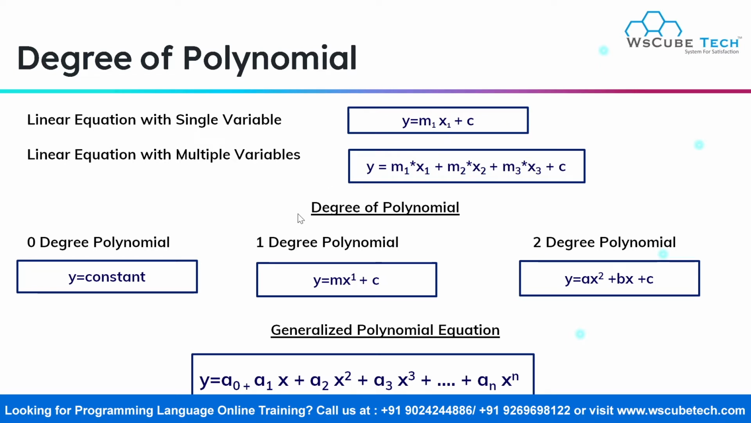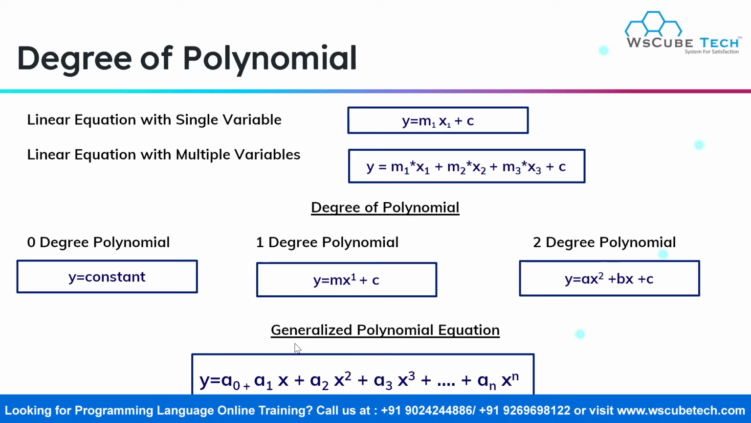Now talking about the degree of a polynomial, we have already seen the 1 degree polynomial. Talking about the 0 degree polynomial, when I say 0 degree, x raised to 0 is 1, and you are going to get a constant. The 1 degree is the same equation, that is the linear equation with a single variable and the linear equation with multiple variables. Talking about the 2 degree polynomial, you can see x raised to 2, plus this x, and this a and b are the coefficients. Likewise, if you go on increasing the degree, you can come up with a 3 degree polynomial, 4 degree, 5 degree.